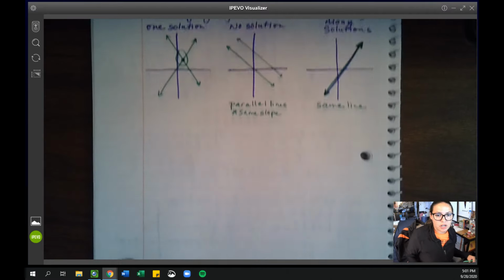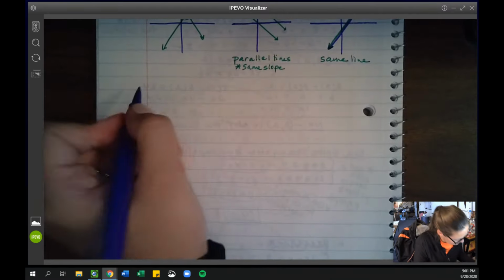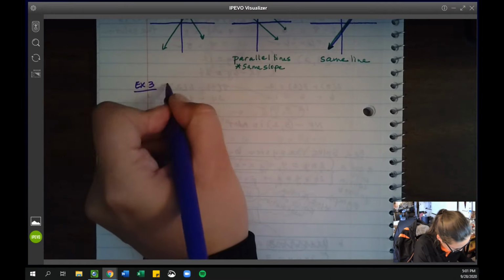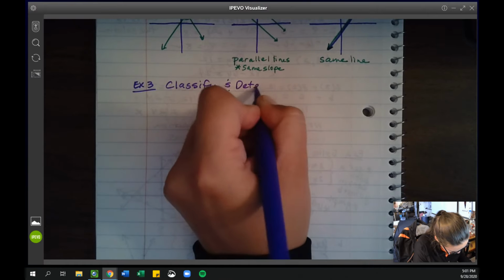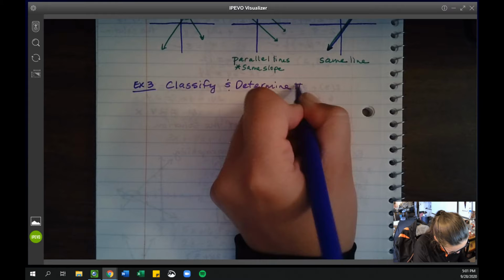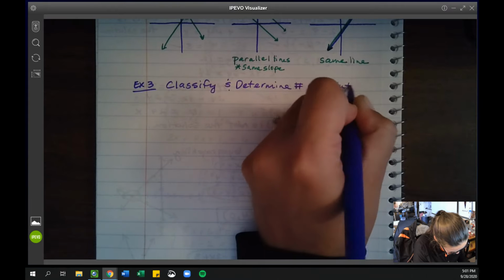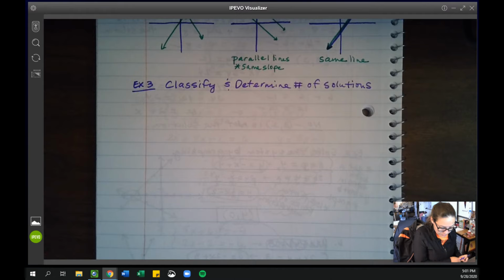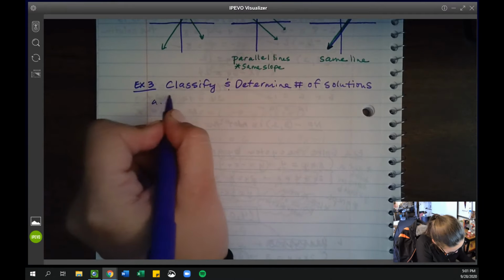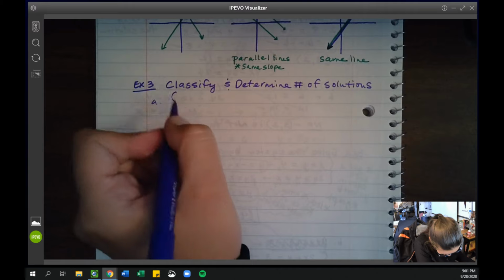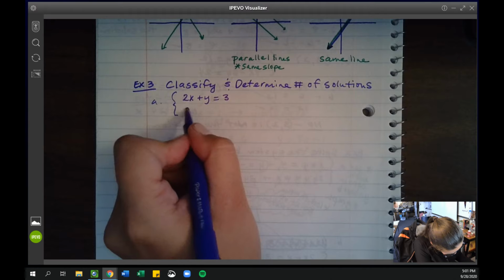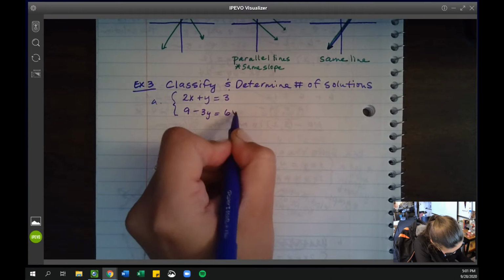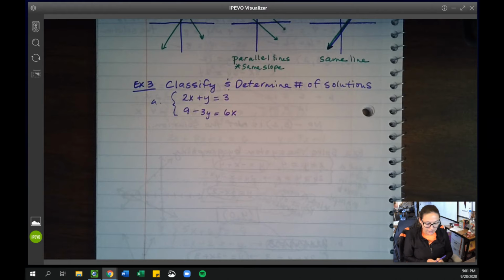All right, so let's try some classifying. Example 3. Classify and determine the number of solutions. So A. 2x plus y equals 3, and 9 minus 3y equals 6x. All right, so let's just treat this like we were going to graph them.